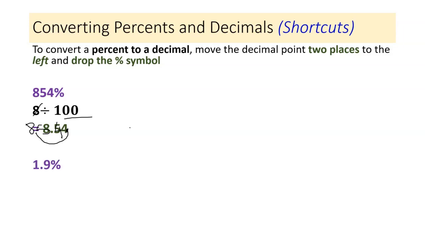Let's try another example. 1.9%. Removing the percent sign, you're dividing by 100. After you divide by 100, you're moving 2 places to the left. For the second one, you can use a 0 and put the decimal in the front. The answer will be 0.019. So the shortcut techniques we used earlier, we can use again to change percents into decimals.